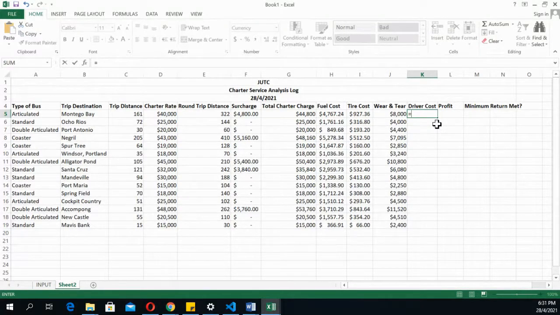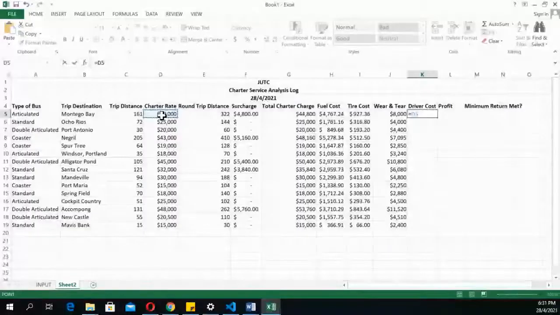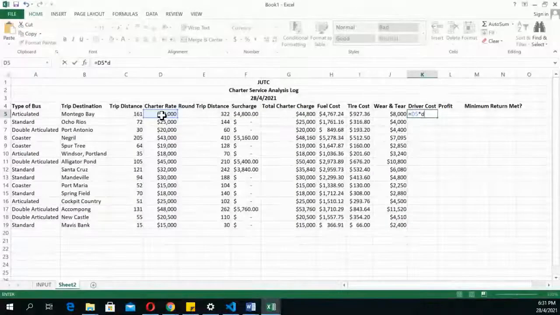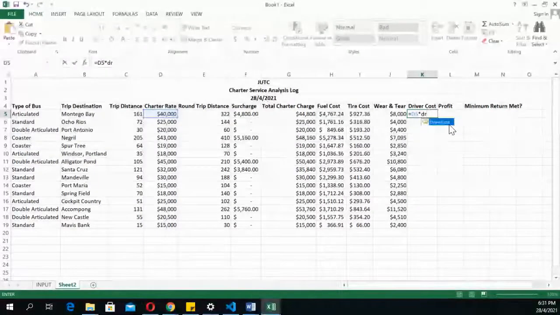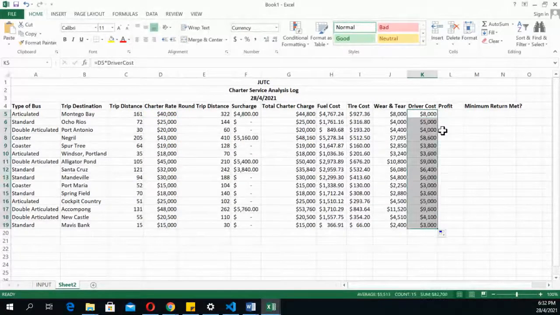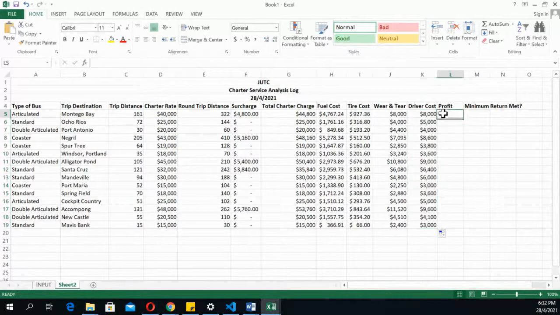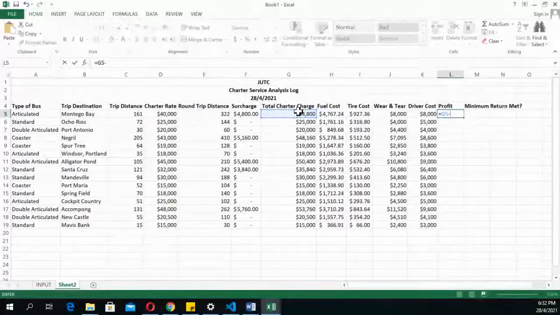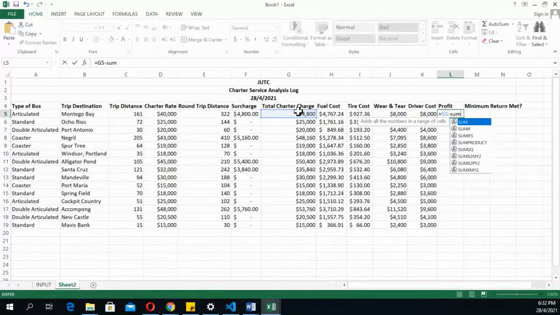So in our case, we said the driver cost is 20% of the charter rate. So it's the charter rate times, I think what you just call driver percentage, whatever. So driver cost. And then we close, we copy that down. And then the profit now, even if they never tell you what profit is, I'm assuming it's what you charge minus your expenses, right? So in our case, that will simply be your total charter minus the sum of all your expenses.